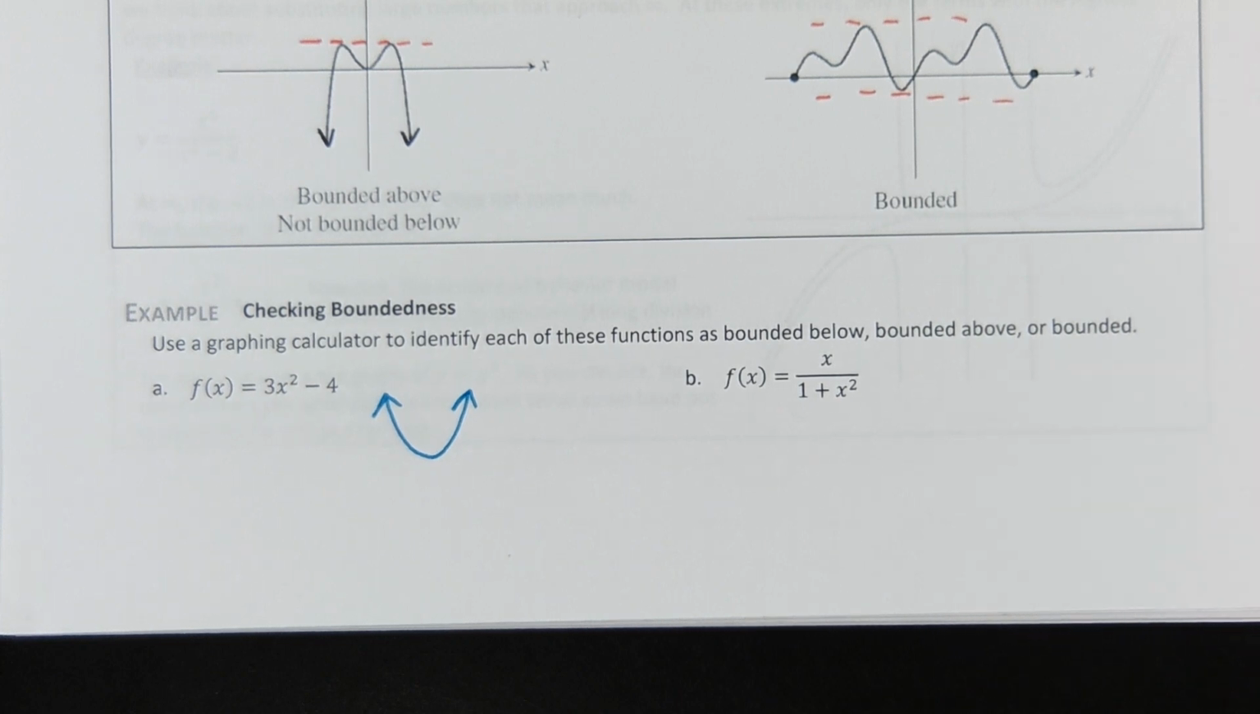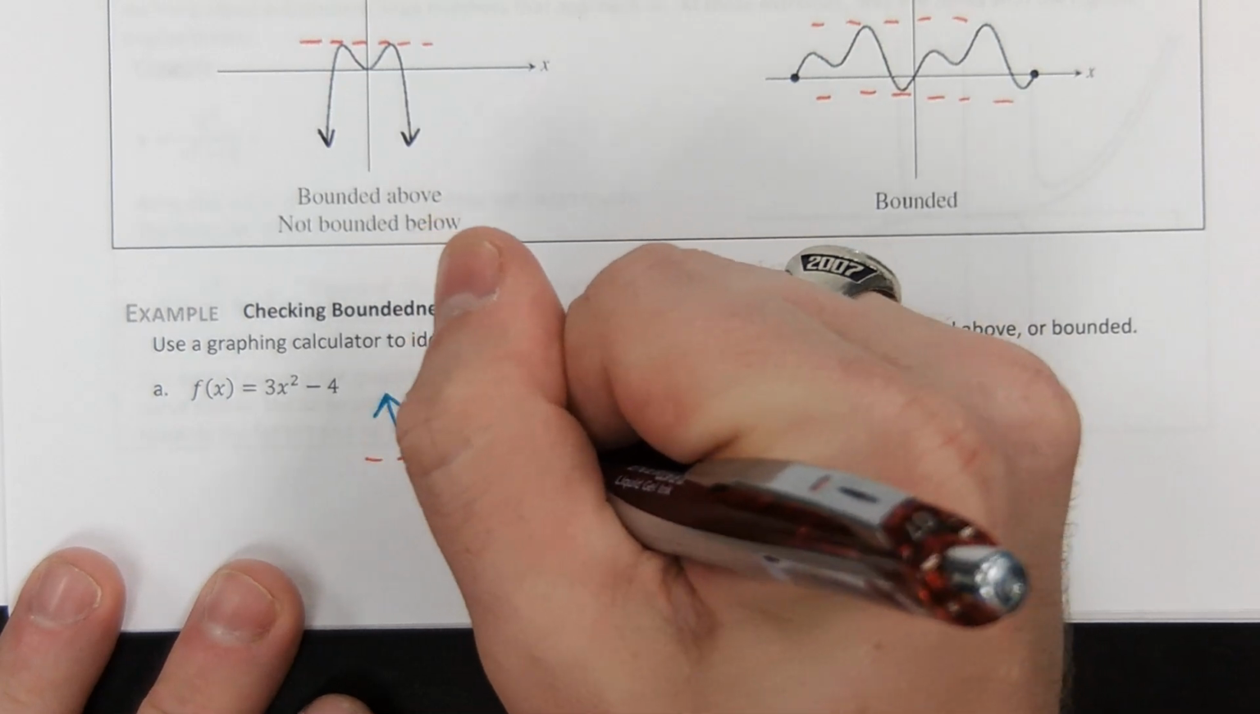So without graphing it, does this graph have any boundedness to it? Yes, it does. What kind? Lots of voices. Go on. Below. Bounded below. All parabolas will have a vertex. So all parabolas are either going to be bounded above or below. This one points up. So it is definitely bounded below.